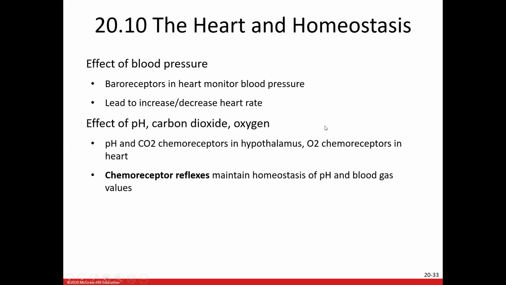And then for your chemoreceptors, those are about detecting changes in pH, changes in carbon dioxide, and changes in oxygen levels. So depending on if pH, carbon dioxide, or oxygen gets too low, these can sense those deviations from the normal range and then act accordingly, whether it's increasing heart rate or decreasing heart rate to accommodate for them.